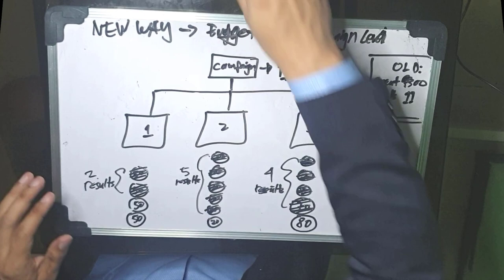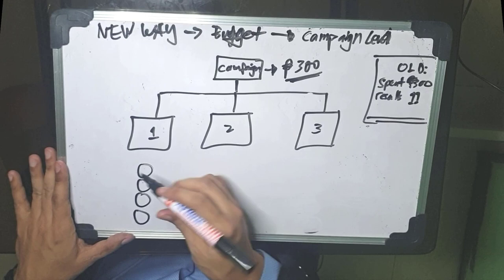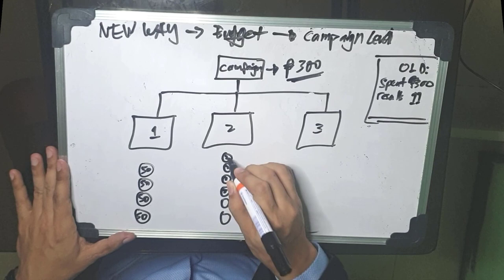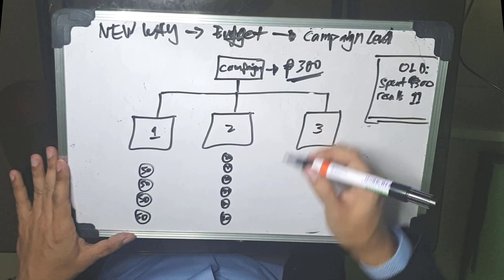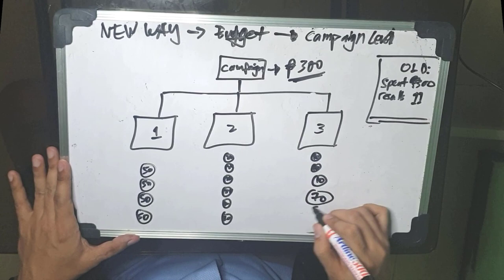Now, para hindi tayo malito, ulitin natin yung mga opportunities dito. Pero syempre, same scenario pa rin. Sa ad set number 1, we have 4 opportunities available and per opportunity is 50 pesos. Sa ad set number 2 naman, we have 6 opportunities na available, 20 pesos each. And then, sa third naman, we have 3 tag 10 pesos na opportunity para klaro. And then, meron tayong isang tig 70 at saka isang tig 80 pesos na opportunity.